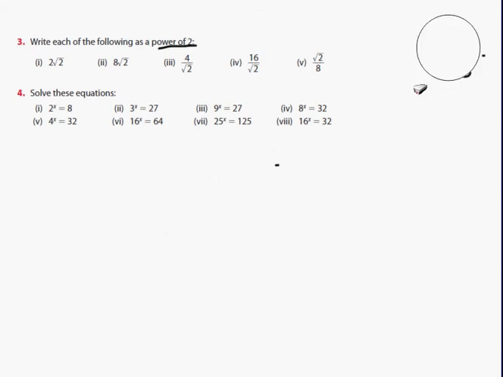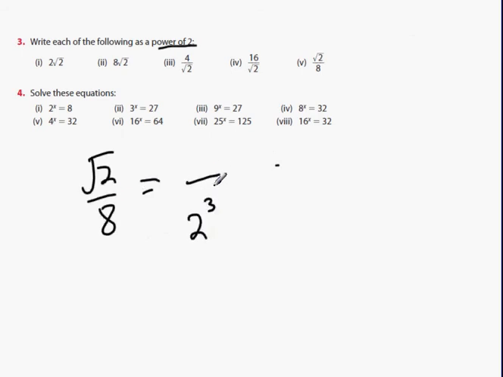Okay, let's do part 5 now. Part 5 is root 2 over 8. What can you change the bottom into? 2 to the power of 3. What can you change the top into? 2 to the power of half. What do you have to do to the two powers? Take them away.